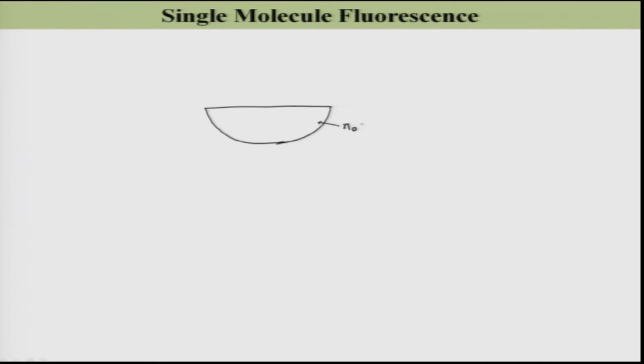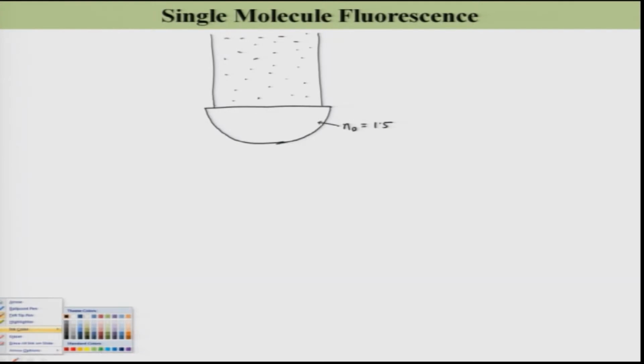The refractive index N0 is equal to 1.5, and let us say you have set up your experiment by putting a sample cell over here. This is your sample cell, it is somehow attached. If you have a water solution of your sample, the water solution is present throughout, and you make a sufficiently dilute condition so that your fluorophores are present throughout. These are your fluorophores.